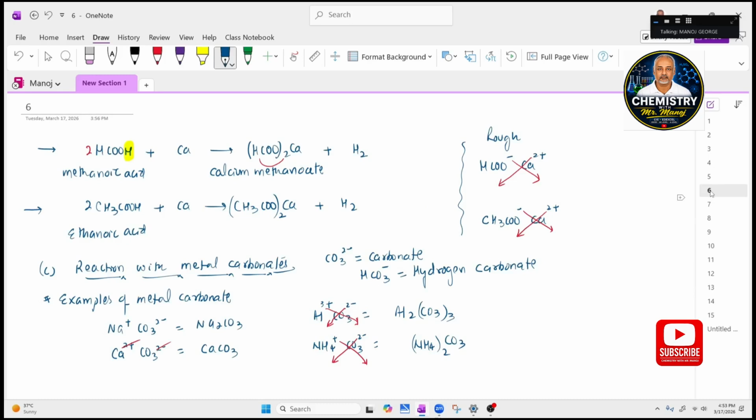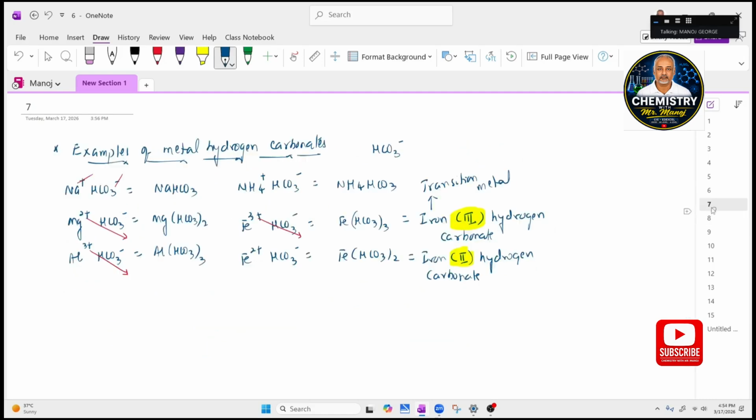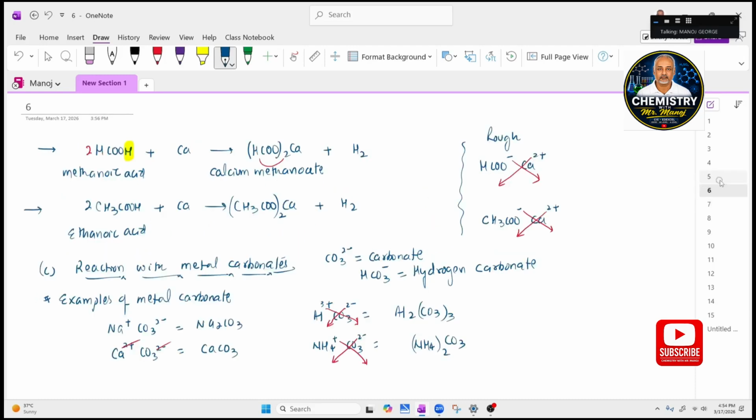First of all, you know who your carbonates are. So these are called metal carbonates and these are called metal hydrogen carbonates. Does anyone have any questions so far? Or could you just mention if you have questions or you don't have any questions? Everyone's okay? All right.